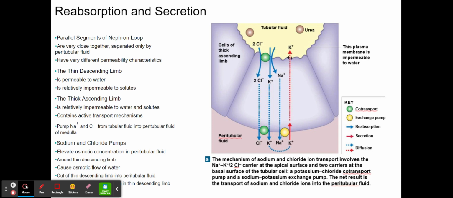The pumping action increases the osmotic concentration in the peritubular fluid around the descending limb. This creates a small concentration difference between the tubular fluid and the peritubular fluid in the renal medulla. The concentration difference results in an osmotic flow of water out of the thin descending limb and into the peritubular fluid. As a result, the solute concentration increases in the thin descending limb.